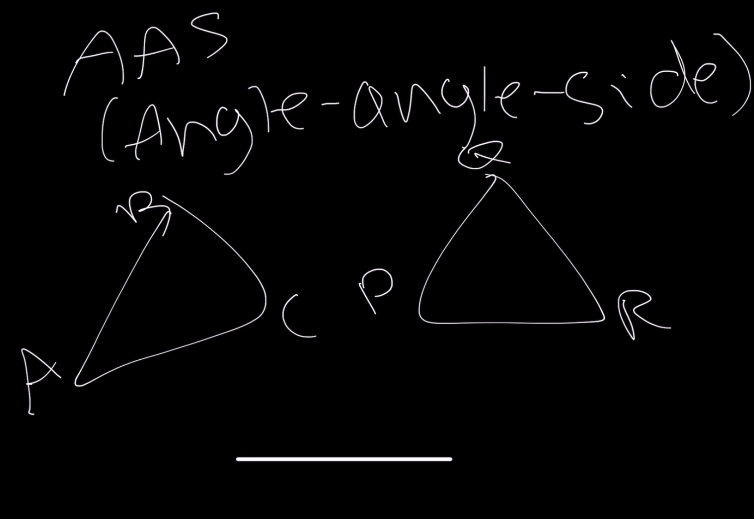congruent. The example here is if angle A is congruent to angle P, angle B is congruent to angle Q, and length AC is congruent to length PR, then triangle ABC is congruent to triangle PQR.